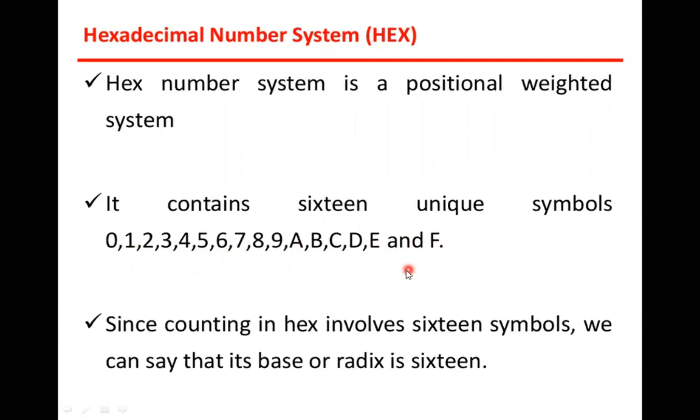Please don't get confused. See, in octal number system, after 7 we get 10. But here after 7 we get 8 and 9. In the case of the decimal number system, after 9 we get 10. But here after 9 it is A, B, C, D, E, and F. Got it?